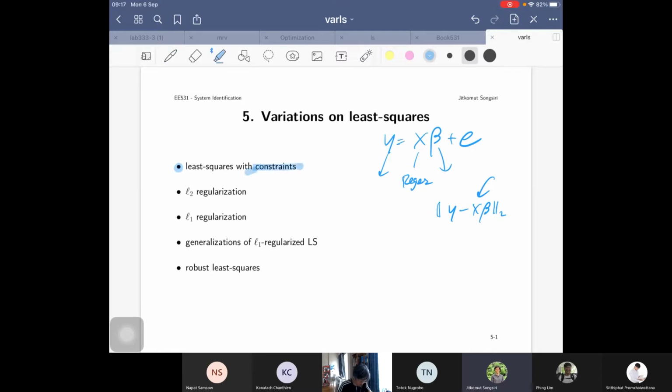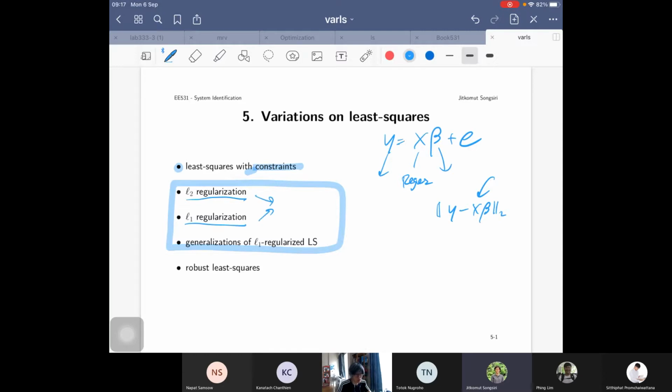We would like to extend it in several ways. The first one is a problem where the least square could have constraints on beta. Beta has to satisfy some conditions, such as non-negativity and other things. The second group is a problem where you would like to add some penalties on beta. The function that we add is based on the 2 norm and the 1 norm regularization terms. These are introduced so that some desirable properties of beta are preferred.